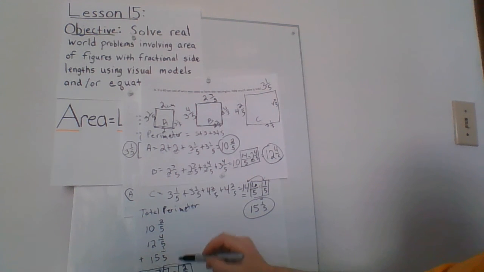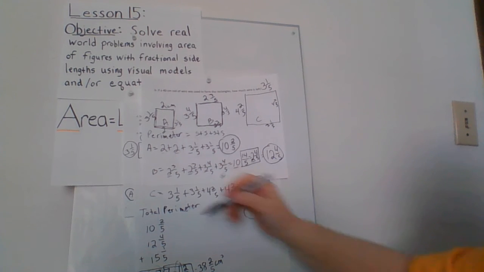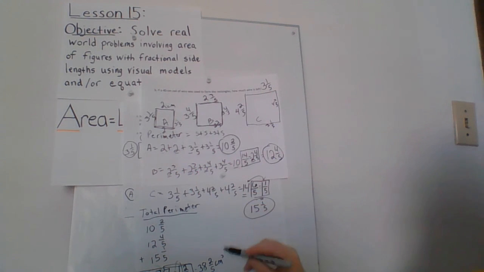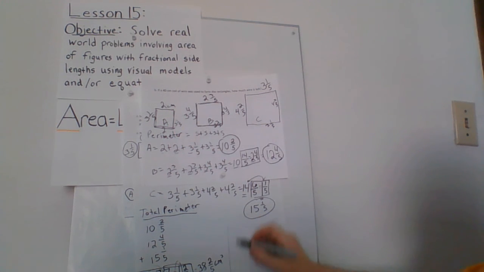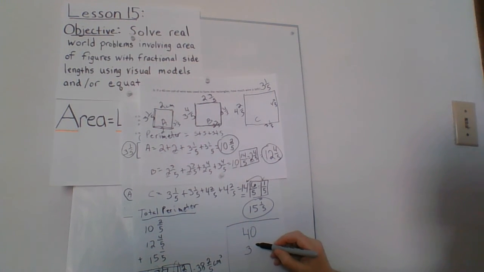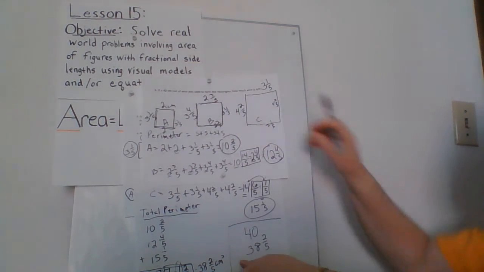Now I have to add my 2 whole numbers back together. That's going to give me 37 plus 1 is 38, and 2/5 centimeters squared. That's how much of the coiled wire that I needed to wrap around these 3 rectangles. So that's my total perimeter. But they're telling me that the coil had 40 centimeters of wire on it. So if I had 40 centimeters of wire on the coil and I used 38 and 2/5, I want to know how much is left.